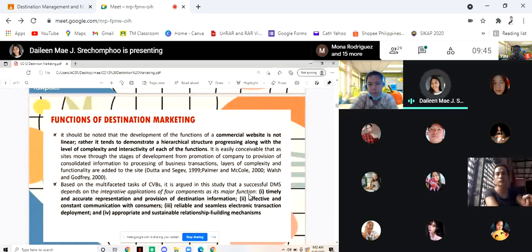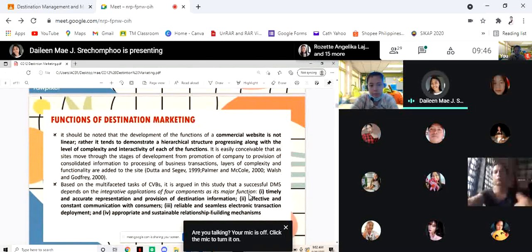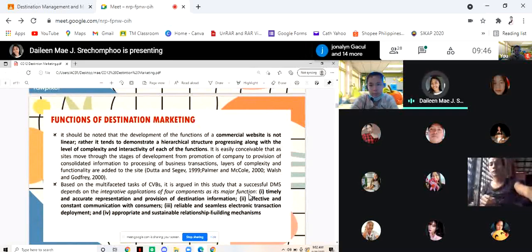It is easily conceivable that as sites move through the stages of development from promotion of company to provision of consolidated information to processing of business transaction level, layers of complexity and functionality are added to the site. So, yung pag-develop daw ng mga function ng isang commercial website ay hindi linear kasi yung development is hierarchical structure. So, meaning, nagpa-progress yung paggamit ng commercial website along the levels of complexity, yung mga levels na mahihirap through interactivity of each of the functions.